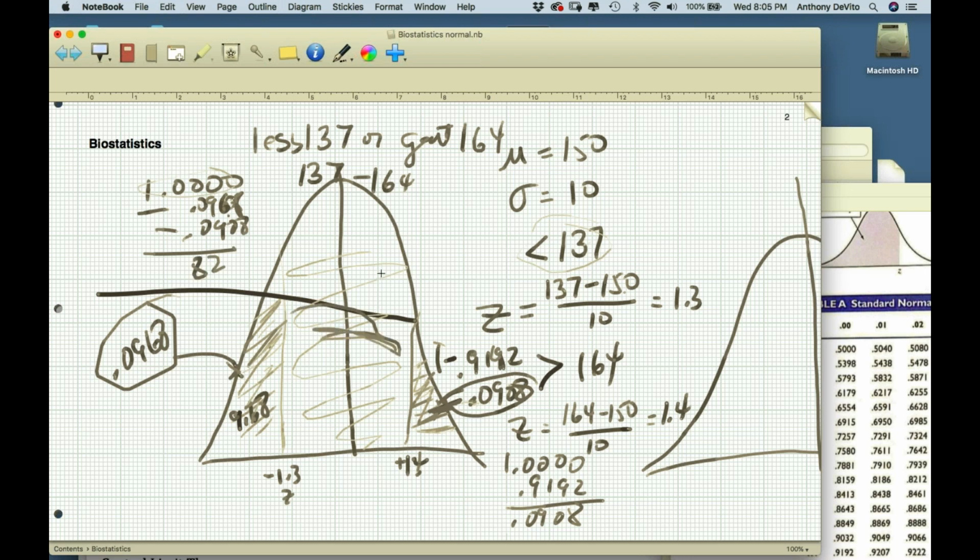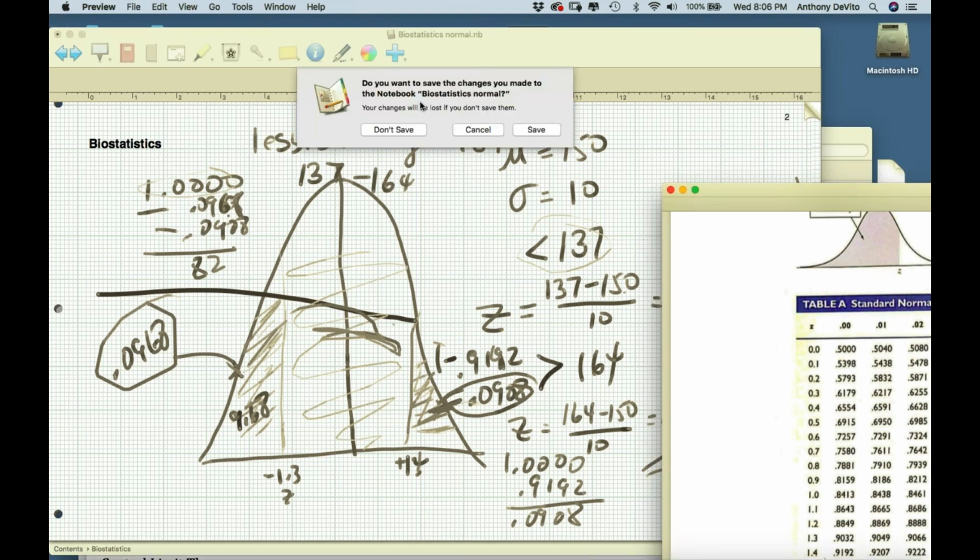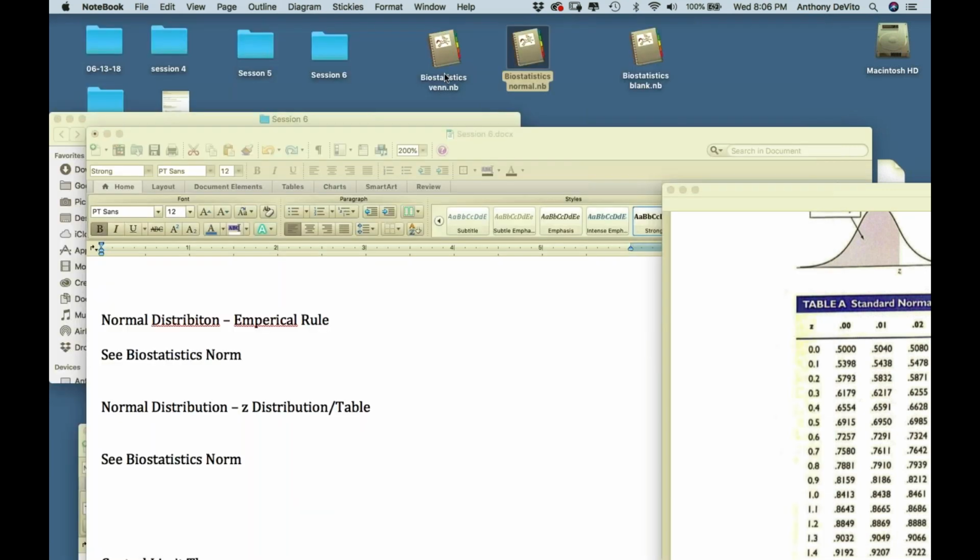So you might wind up with a problem like that. So be careful with the way you use the table, the way you get the numbers, and the way you interpret the areas that are represented by the table. Just want to give one last thing where this table is concerned.